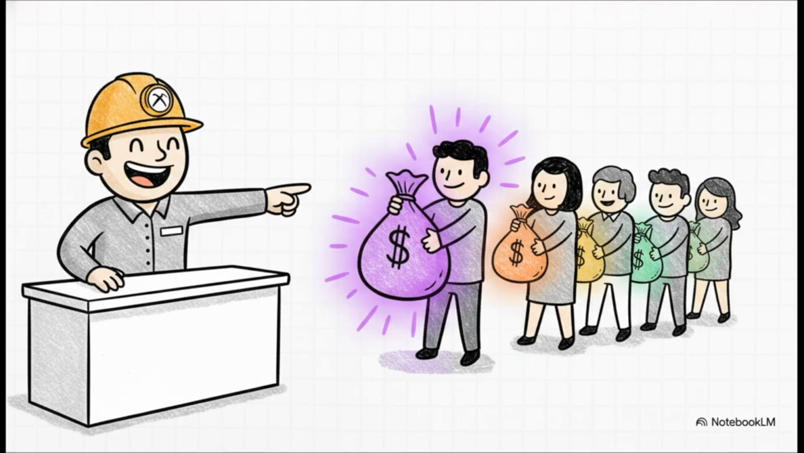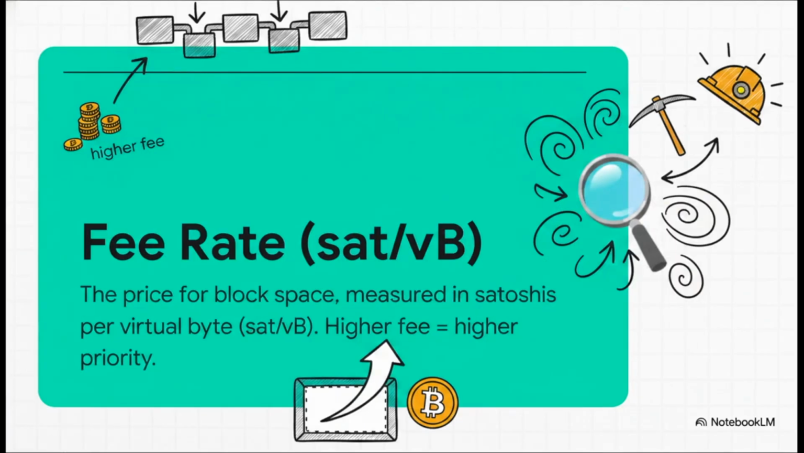So how do they decide? Well, it's not first come, first served. It is pure, simple economics. Block space is a limited resource, and miners are running a business. They get paid from the fees attached to every transaction. So to make the most money, they're always going to prioritize the passengers, the transactions that are paying the highest price for a seat. And this brings us to the most important metric of all, the fee rate.